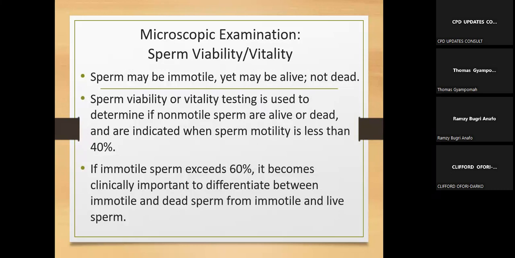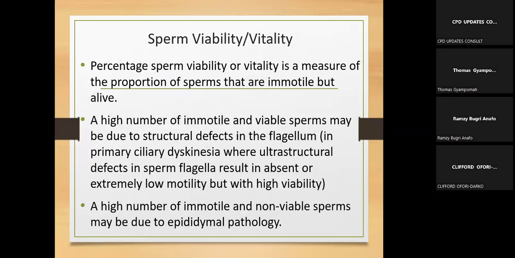So it's the same thing here. If immotile sperms exceed 60%, it becomes clinically important to differentiate between immotile and dead sperm from immotile and live sperms. Good. Sperm viability or vitality. The percentage sperm viability or vitality is a measure of the proportion of sperms that are immotile but alive. So that point is clear. You want to check how many of the immotile ones are alive.